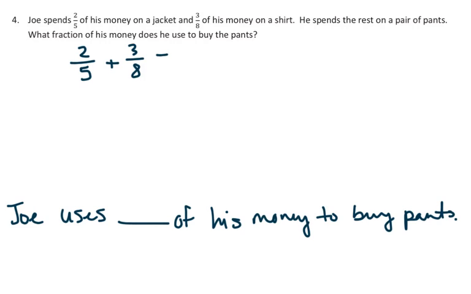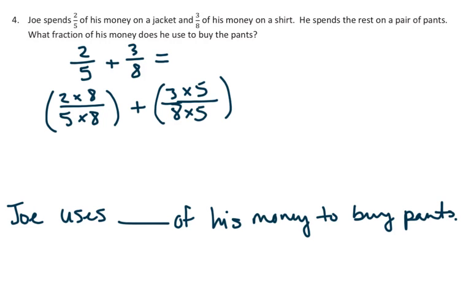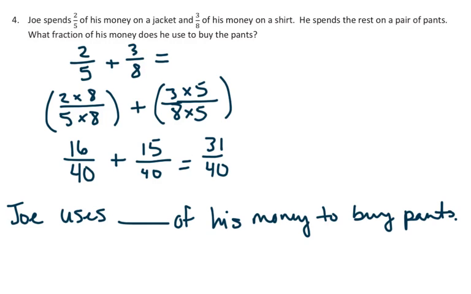Again, we need to find the common denominator. So again, multiplying the denominators, 5 times 8, you get a common denominator of 40. So 2/5 equivalent fraction becomes 16/40, and 3/8 becomes 15/40. And when I add those two together, I have 31/40. So 31/40 is not my answer. That's the fraction of money he spends on a jacket and a shirt.